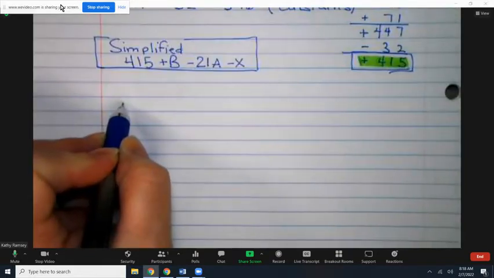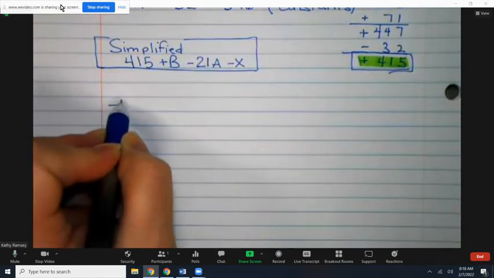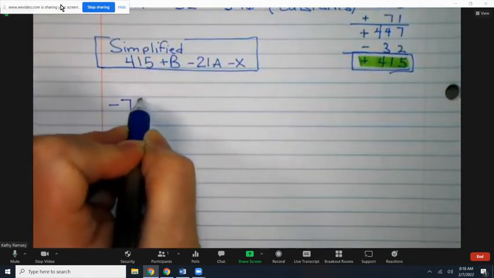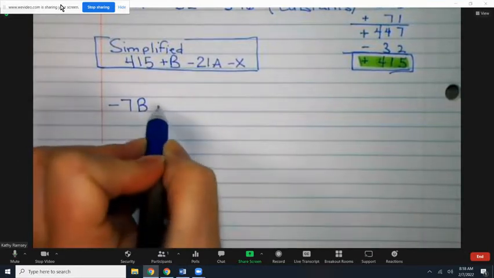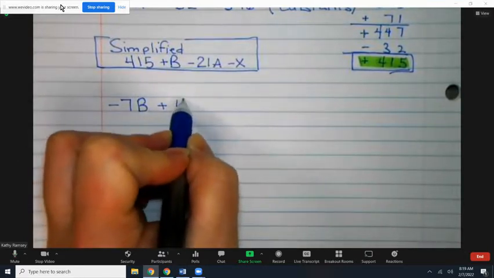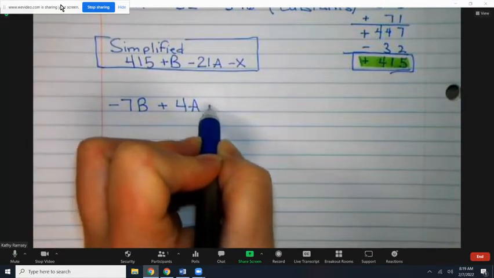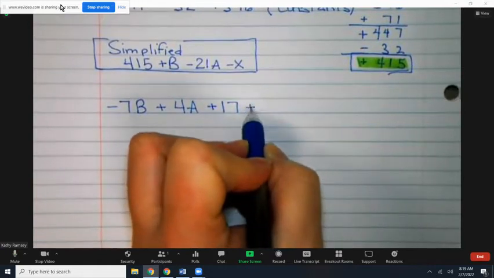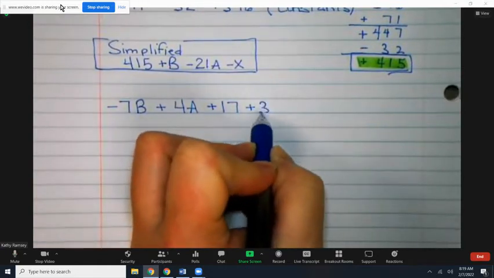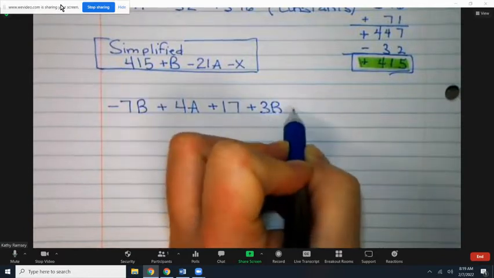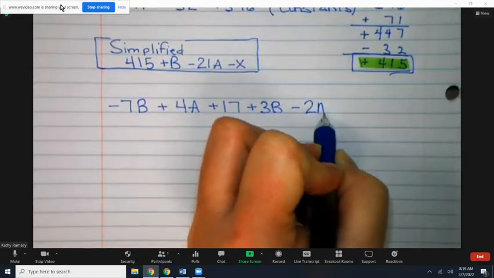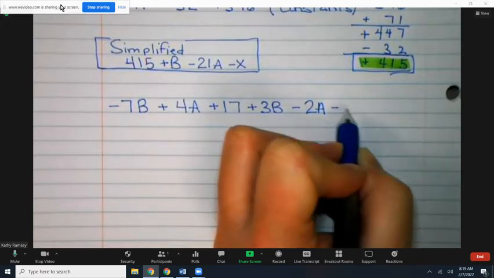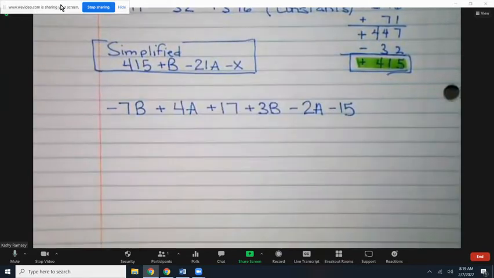Okay, so I'm going to give you negative 7b plus 4a plus 17 plus 3b minus 2a minus 15. Okay, get that written down.